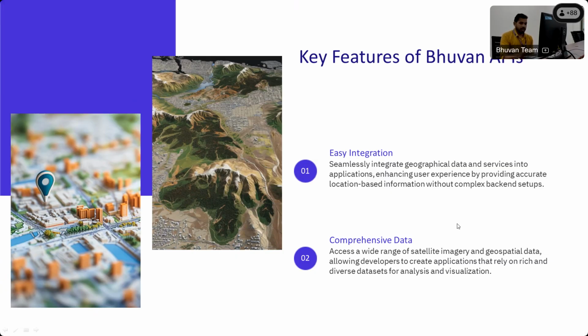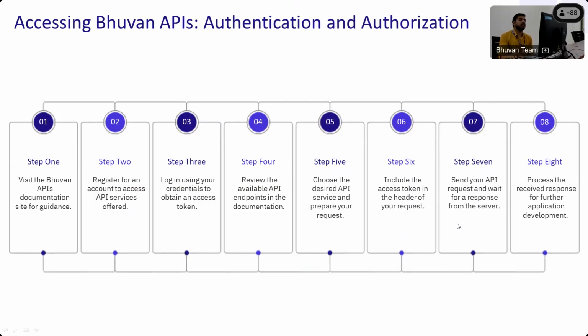Next is accessing, which I already told you, but this is in flowchart format. That means how we will be accessing Bhuvan APIs and how you will authenticate and authorize. Step one is you have to visit our Bhuvan APIs documentation and read all the details about what this API does, and then you have to register. If you are a new user, you have to register to get the access token.